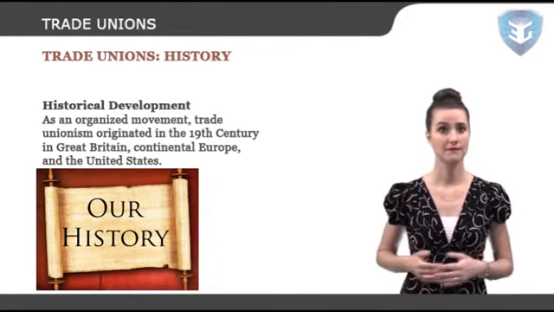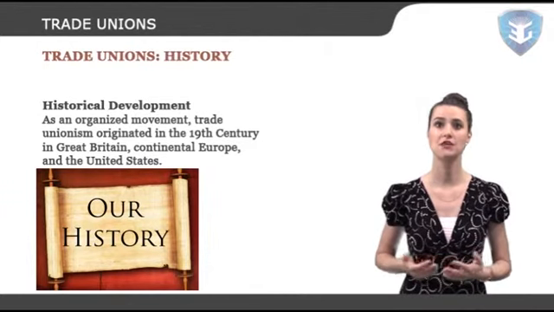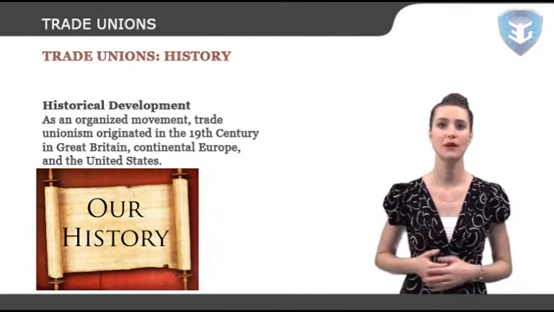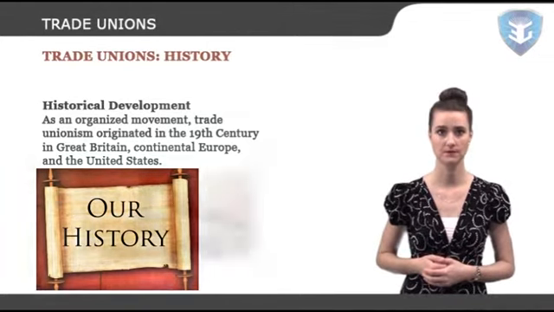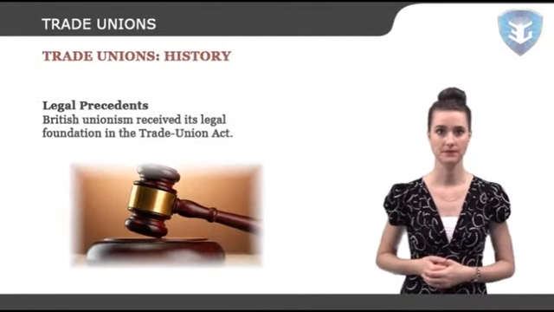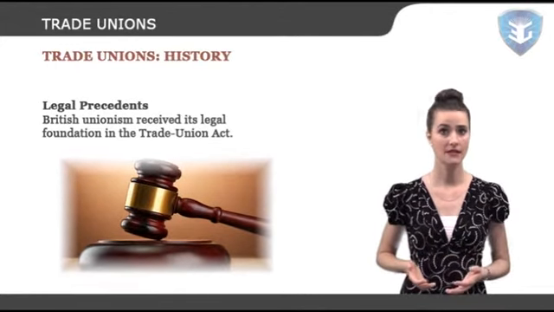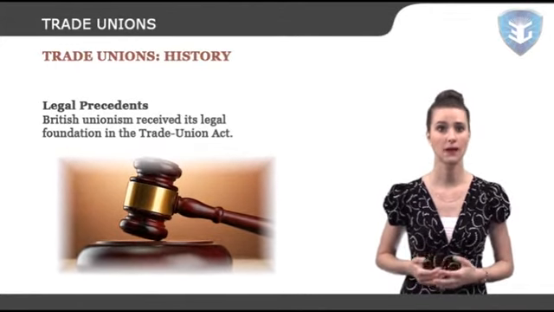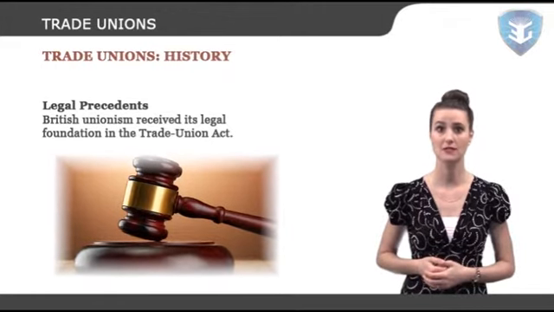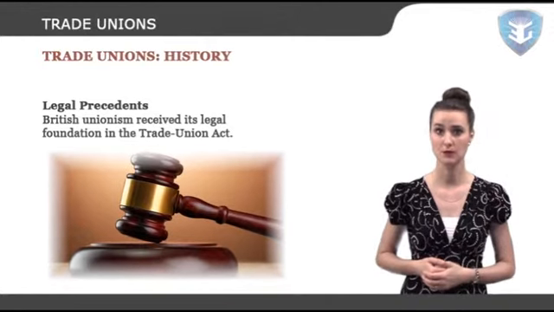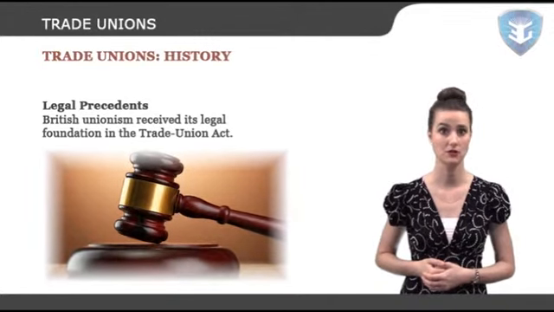The British movement favored political activism, which led to the formation of the Labour Party in 1906, while American unions pursued collective bargaining as a means of winning economic gains for their workers. Legal precedents. British unionism received its legal foundation in the Trade Union Act. In the United States, the same effect was achieved, albeit more slowly and uncertainly, by a series of court decisions that whittled away at the use of injunctions, conspiracy laws, and other devices against unions.